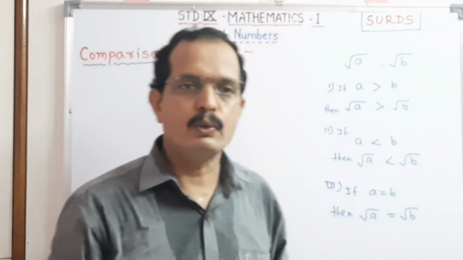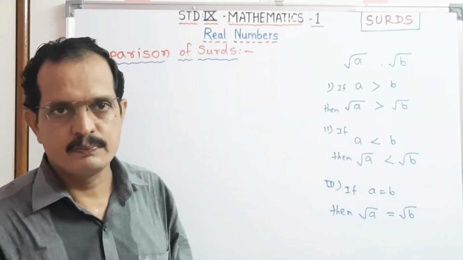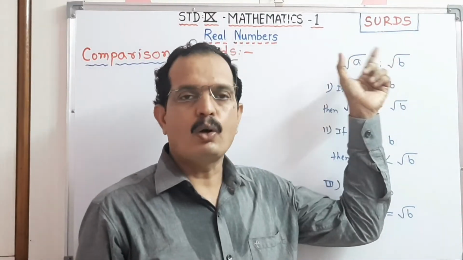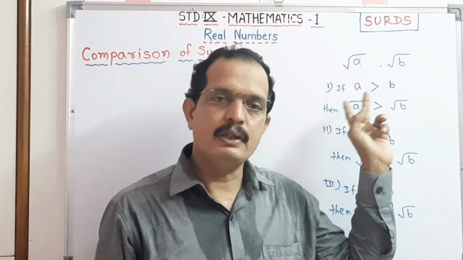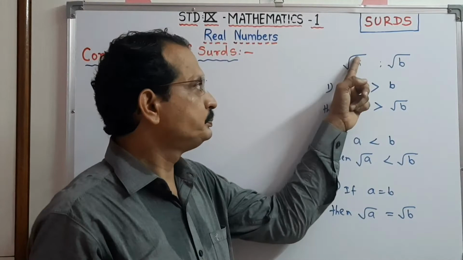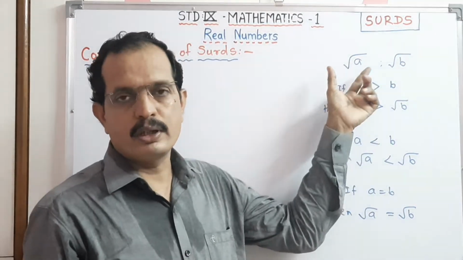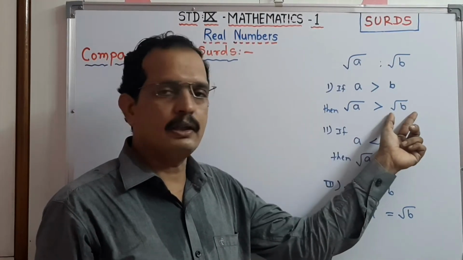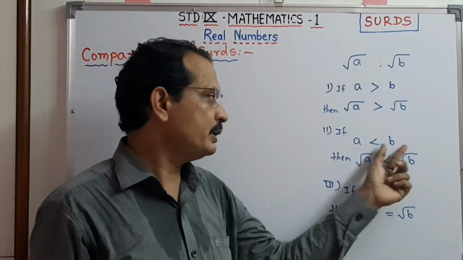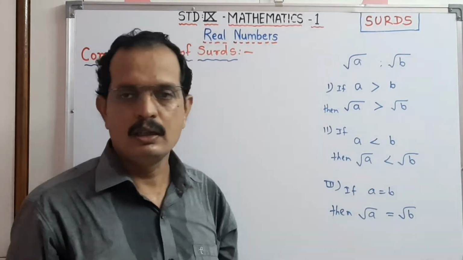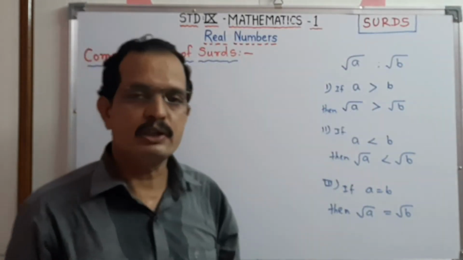That means when we have to compare two given surds, we must know the order of the surds. The order must be the same, and then and only then we can compare the two surds. If the order is same, then we have to see the radicand. Depending upon the radicand, we can find the comparison. If A is greater than B, then root A is greater than root B. If A is less than B, then root A is less than root B. And if the radicands are same, then both surds are same surds. Therefore these three possibilities will be there.